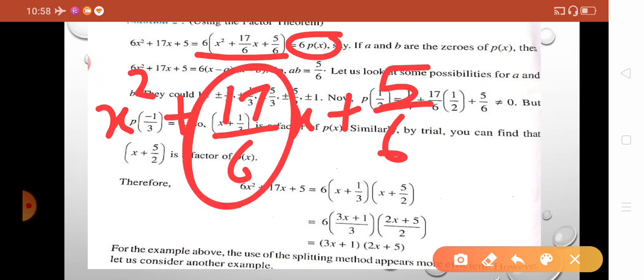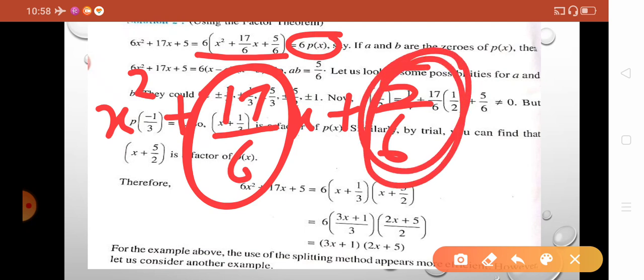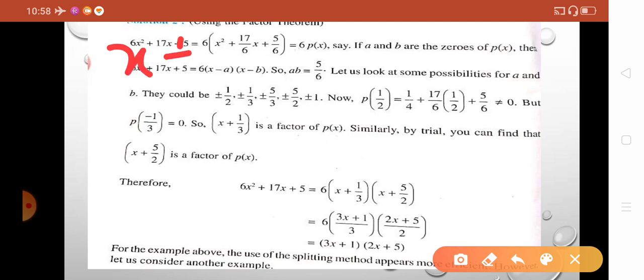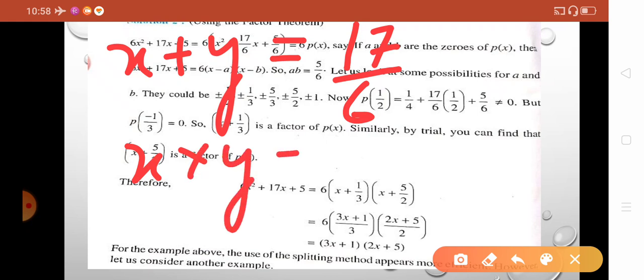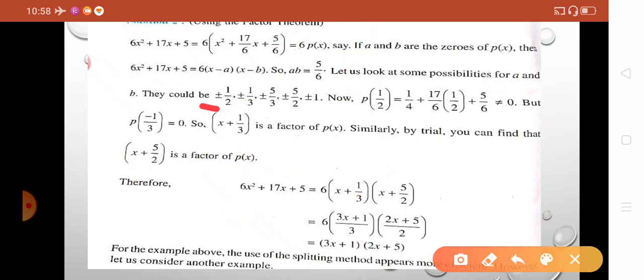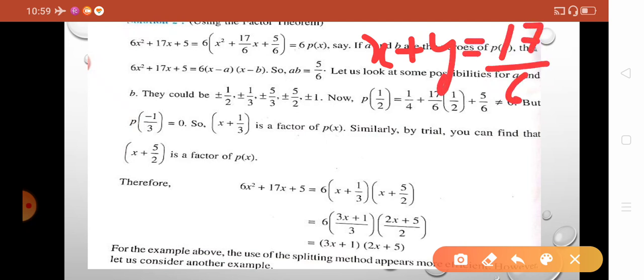Again the same thing is here. We have to find two values in such a way that their sum is 17 by 6 and their multiplication is 5 by 6. You have to find out two numbers x and y in such a way that their sum is 17 by 6 and their multiplication is 5 by 6. So for that we have taken some values: plus minus 1 by 2, plus minus 1 by 3, plus minus 5 by 3, because the condition is that x plus y is equal to 17 by 6 and x into y must be equal to 5 by 6.